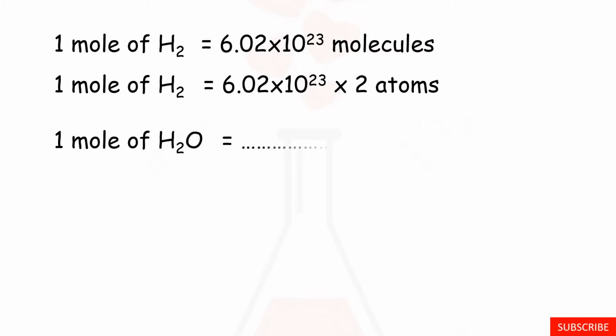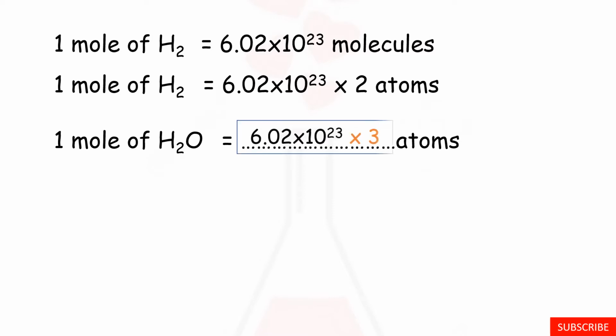What about 1 mole of water? How many atoms will be present? Feel free to pause the video and give it a try. How many atoms will be present in 1 mole of water? Okay, so 1 mole of water will have 6.02 times 10 to power 23 times 3 atoms present, because water will contain 2 atoms of hydrogen plus 1 atom of oxygen, which will make 3 atoms.